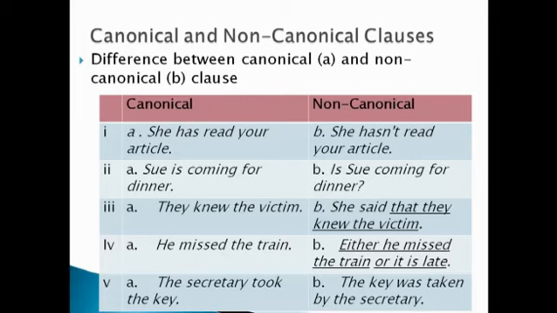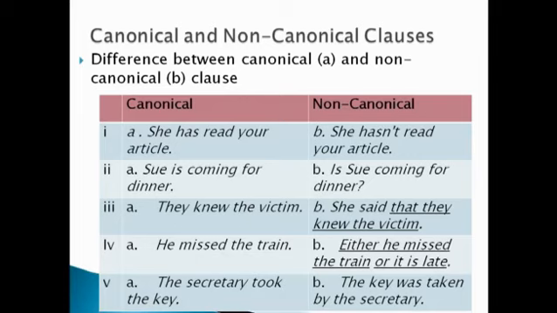Number 4: he missed the train. And in B: either he missed the train or it is late. So canonical clauses are never coordinate. They are neither coordinate nor subordinate. In B, we have either...or joining two different clauses, two different ideas.